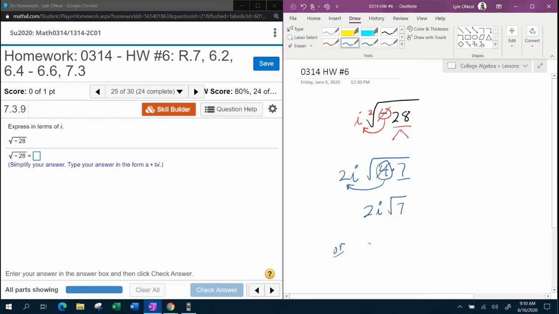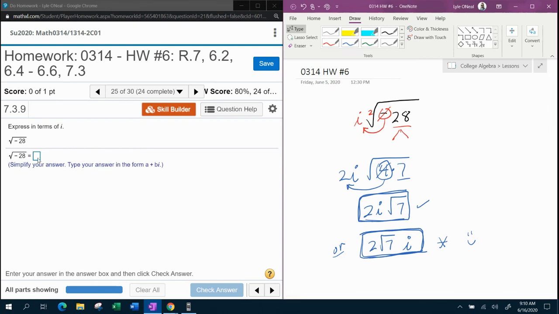Or you can write it as 2 square root of 7i. Just be sure that the i is not under the square root. This is actually better, okay? This actually makes me happy because this is closer to standard form, okay? So this is correct, and this is better. If you input the answer like this, it's not wrong. It's just not right, okay? This needs to be the way we input the answer.